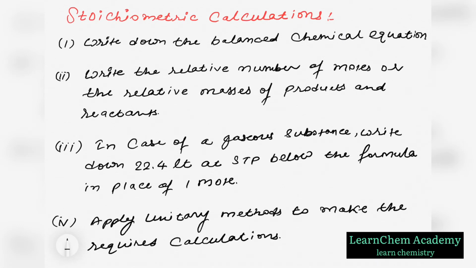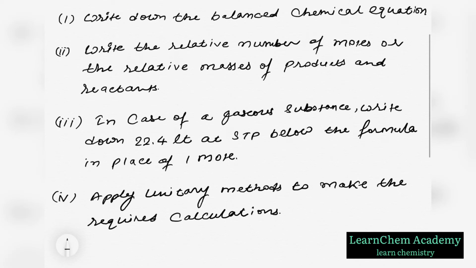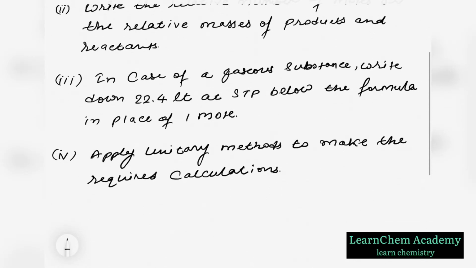First, write down the balanced chemical equation. Second is write the relative number of moles or masses of reactant and product. And next is write down the volume in case of gaseous reactant and gaseous product. And last one, apply unitary method to make required calculations.